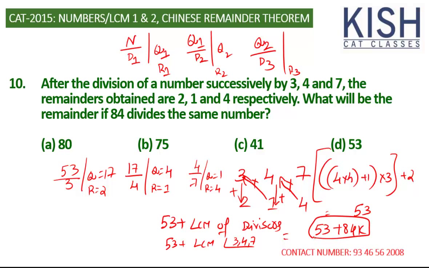So we have got a number. This number is equal to n. N is of the format 53 plus 84k. When we divide this number successively by 3, 4, 7, we get the remainders 2, 1, 4. Now what will be the remainder if 84 divides the same number? So we have got a divisor 84. What happens if 53 plus 84k is divided by 84? Then 84k by 84, the remainder is going to be 0. 53 by 84, remainder is going to be 53. So that's going to be 53.